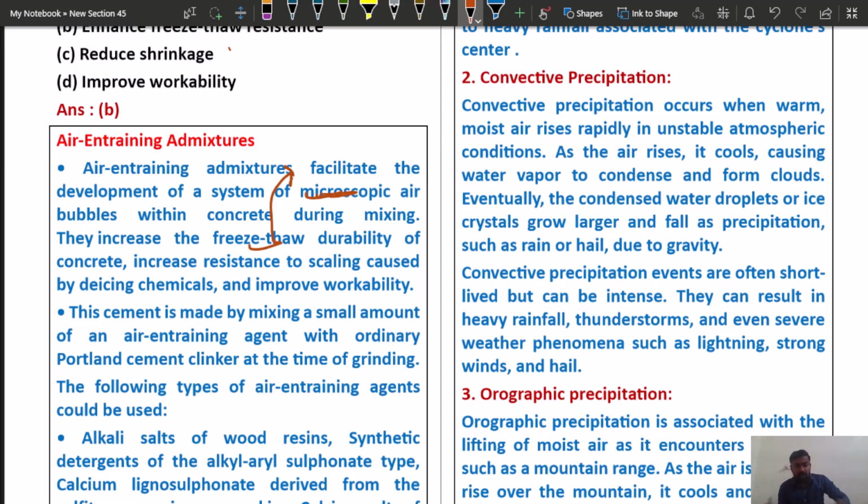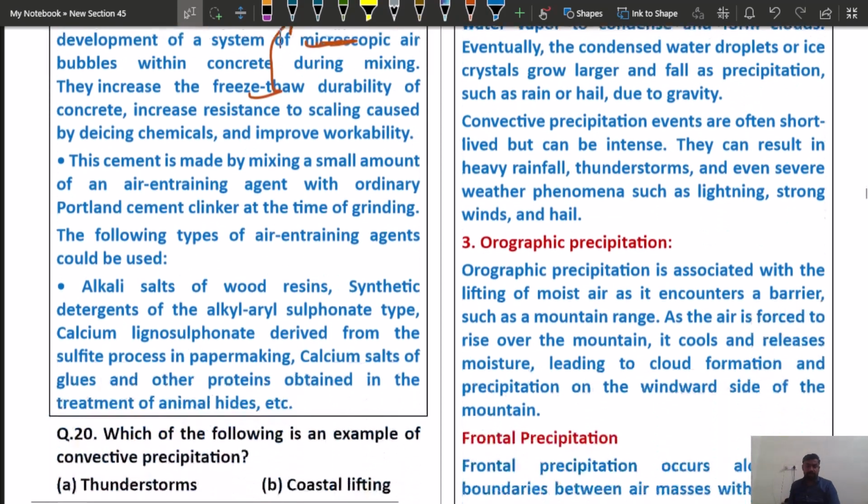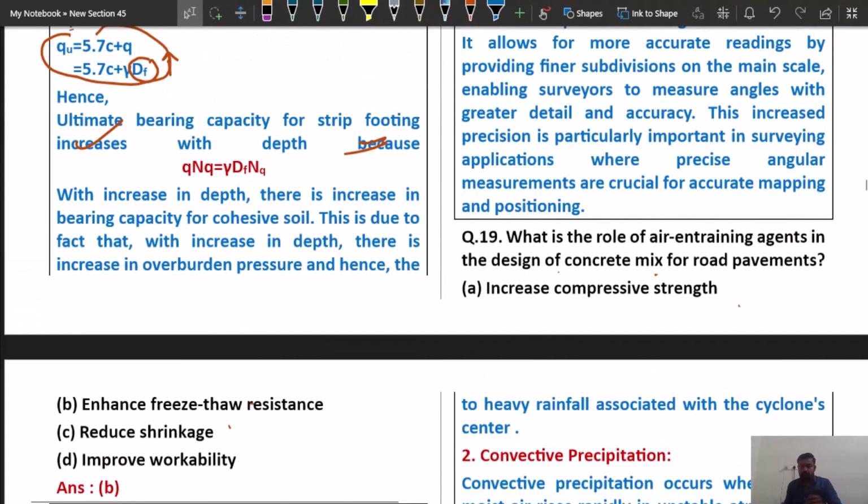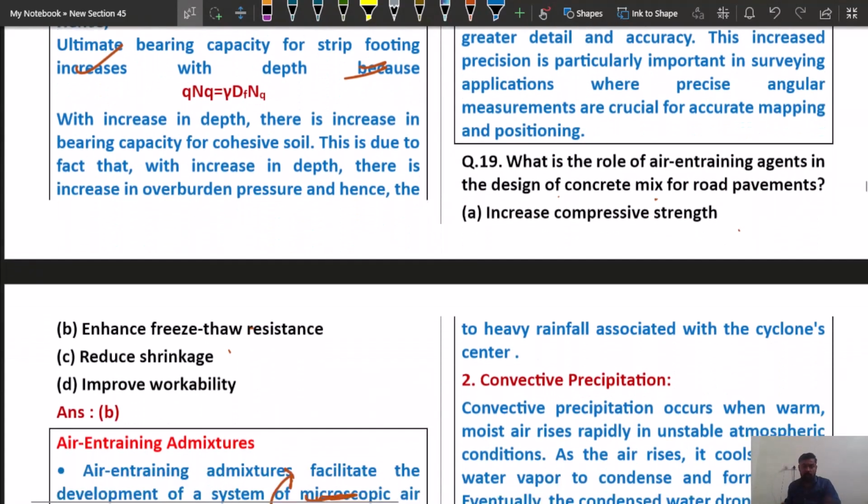Examples of air entraining agents are wood resins, synthetic detergents of the alkali sulfonate type, and calcium lignosulfate. These are the air entraining agents used in concrete. Why are we providing them? We provide them to enhance the freeze-thaw resistance of the pavement road. So option B is correct.